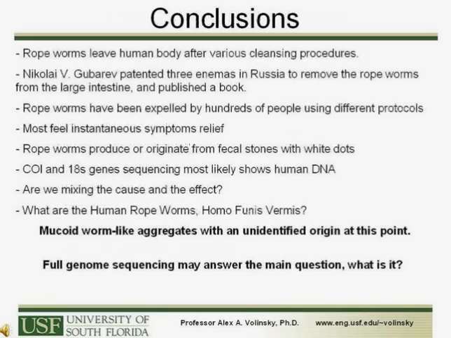Now, in conclusion, this is what I can say. These rope worms do leave the human body when you use various cleansing procedures. You can use pharmaceutical drugs, you may use alternative medicine, you can use different enemas, you can take other things that were described by Dr. Gubarev. He has three patents for those methods and a book. There are hundreds of people that pass them out, if not thousands. These people feel instantaneous relief of the symptom. The symptom is gone, like this. In a moment, they leave the body. These rope worms either produce or originate from fecal stones with white dots on them. It's a repeatable phenomenon. The two genes sampled, CO1 and 18S, are probably human DNA.